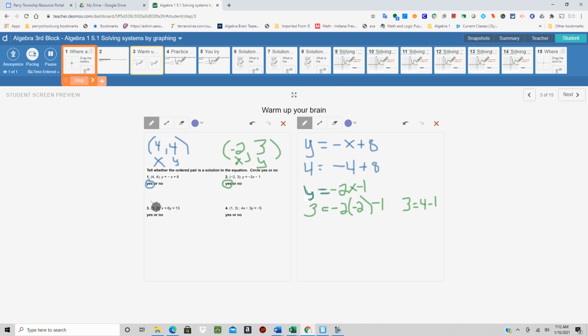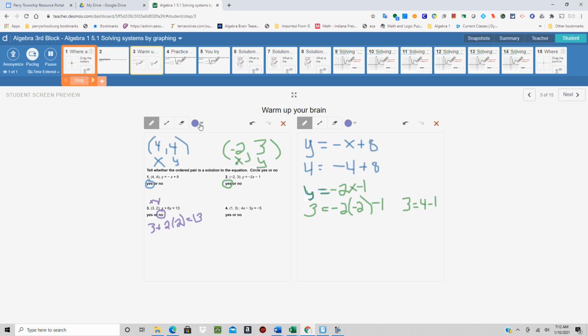My x is 3. My y is 2. Wrote those kind of small so they're hard to see. x plus 6y equals 13. So 3 plus 2 times 2 equals 13. I can already tell that that's going to be a no, because 2 times 2 is 4, plus 3 is 7.